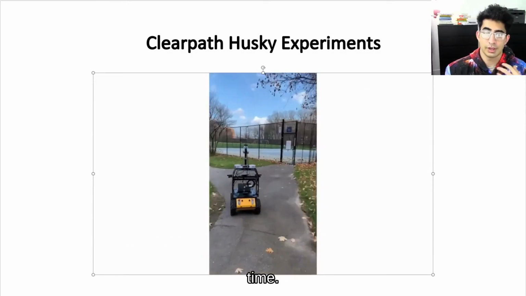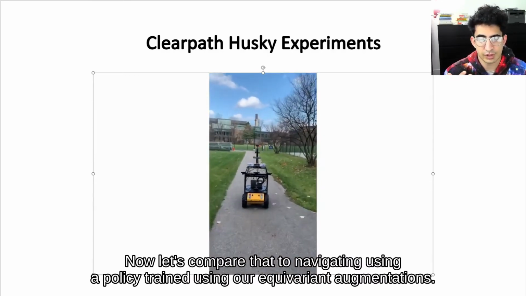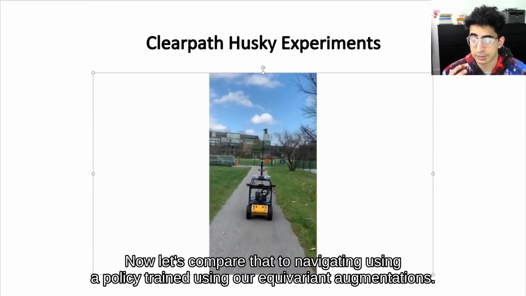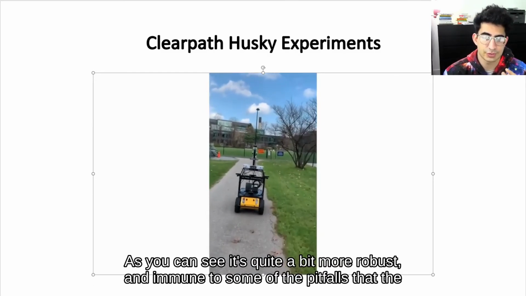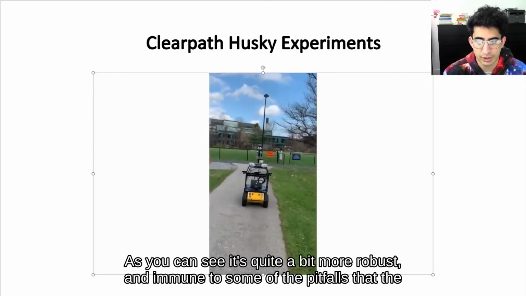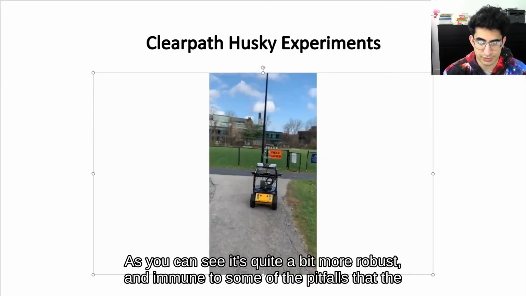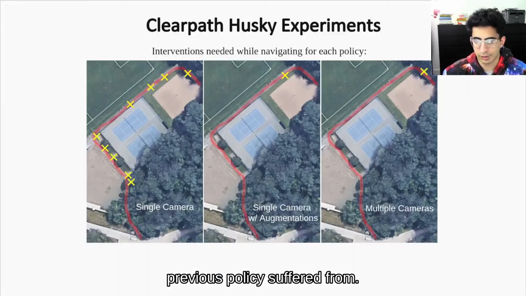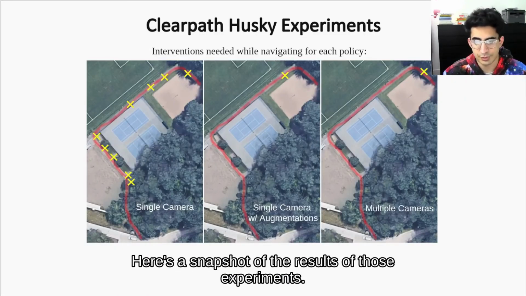As you can see, it doesn't have the best performance, and it drifts off of the road from time to time. Now, let's compare that to navigating using a policy trained using our equivariant augmentations. As you can see, it's quite a bit more robust and immune to some of the pitfalls that the previous policy suffered from. Here's a snapshot of the results of those experiments.